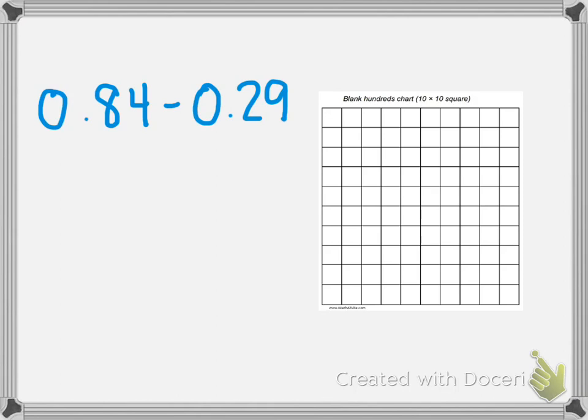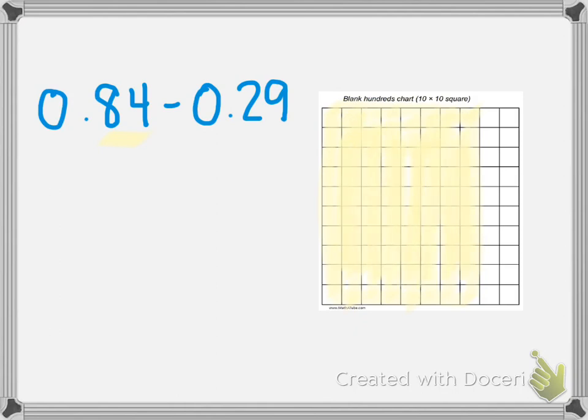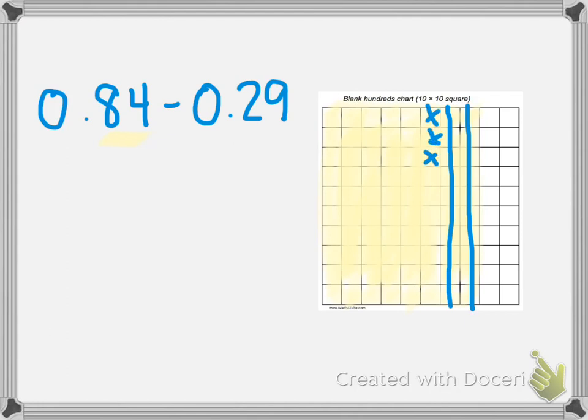So again, my first step is I'm going to color in this first number. So I'm going to color in 8 columns. 4, 5, 6, 7, 8. Then I'm going to cross out 2 full columns, because I have 2 in the tenths place of 29 hundredths, and then 9 individual squares.